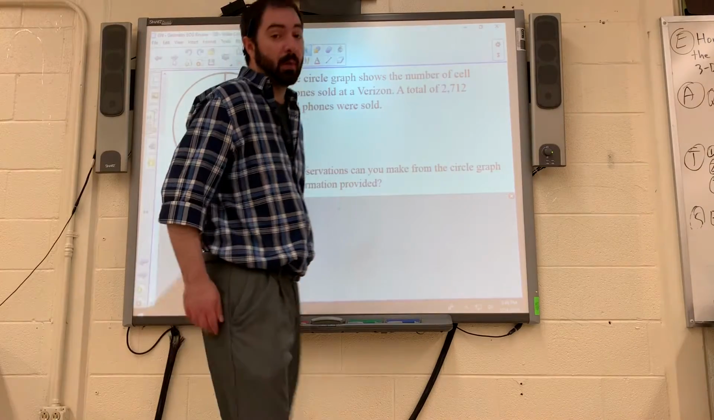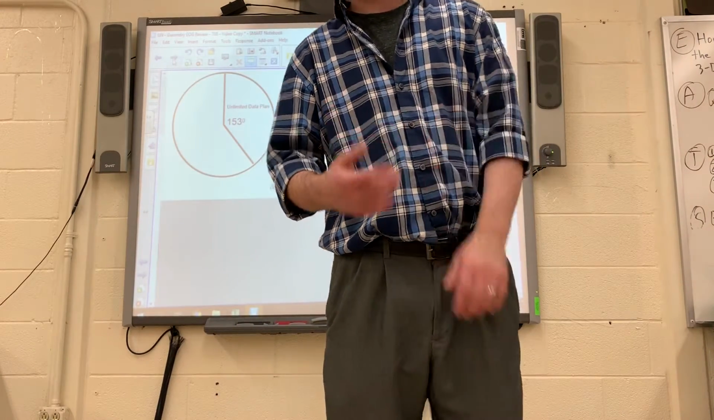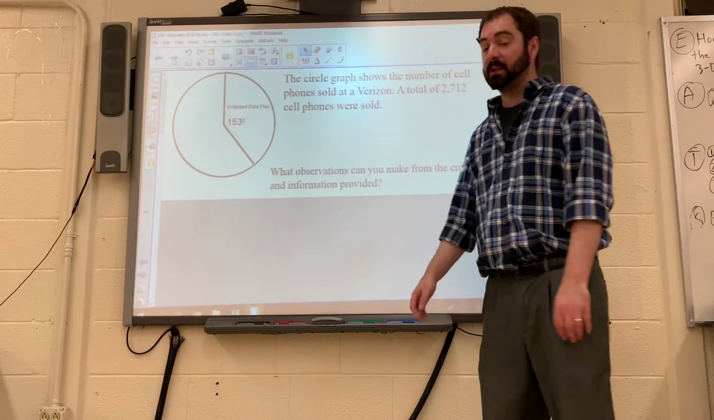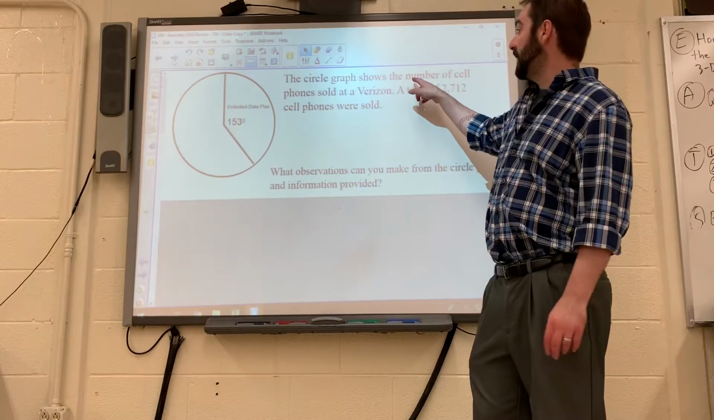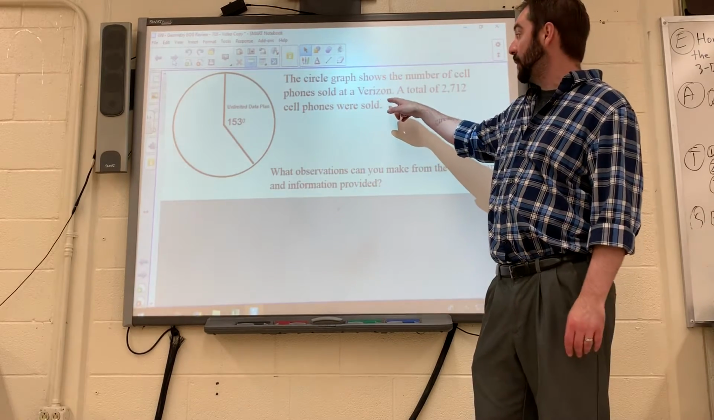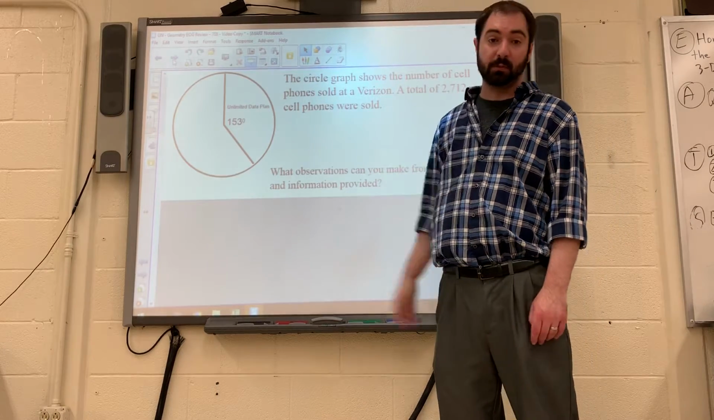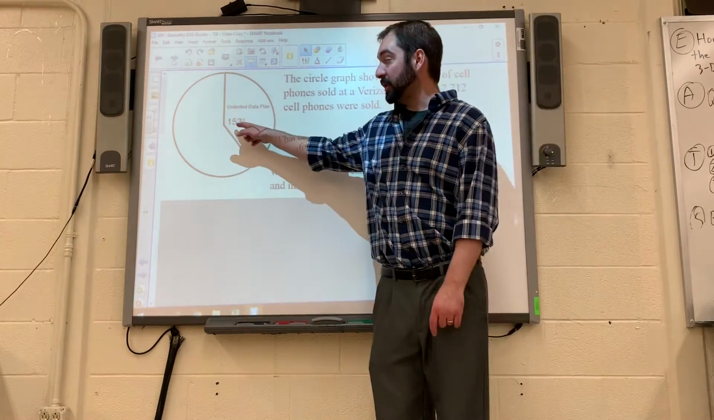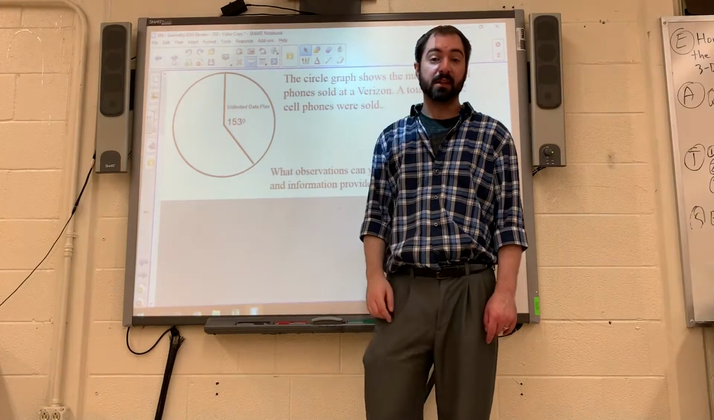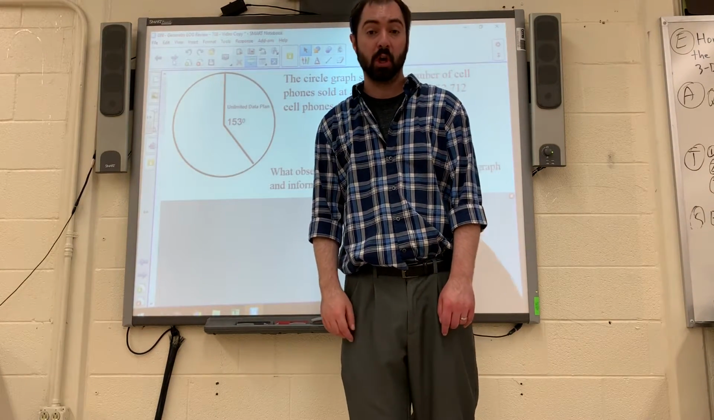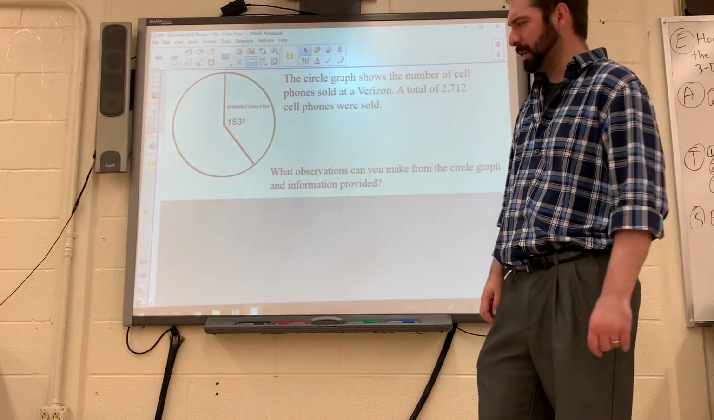Today we're going to do some circle problems, but they're involving graphs and circles at the same time. So first one, let's take a look and we'll make some observations. The circle graph shown to the left is a number of cell phones at Verizon sold. A total of 2,712 cell phones were sold that day. In the chart, it says unlimited data plan, and 153 degrees of that graph is people who were charged for an unlimited data plan. So, what observations could we make?